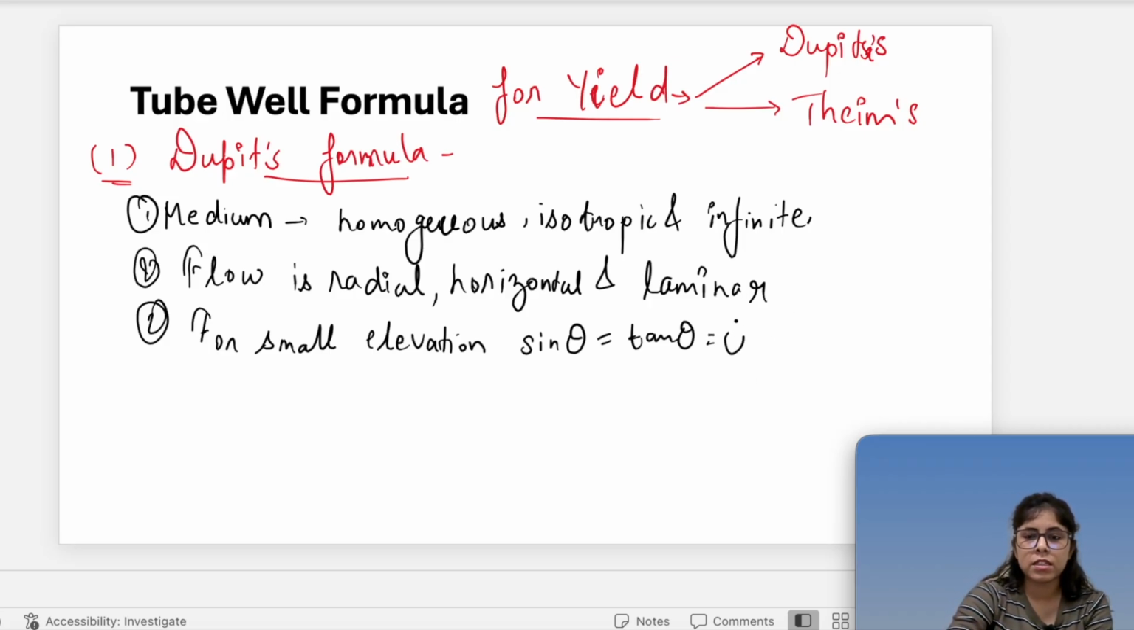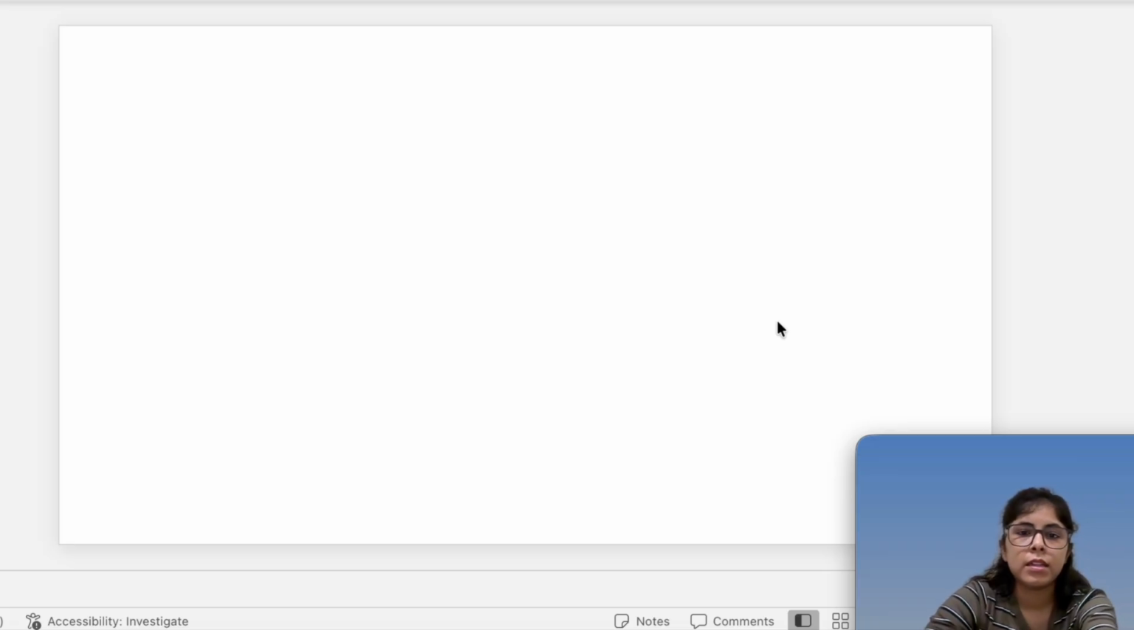So this is also one of the assumptions. So this is how we are going to move further for Dupuit's formula. So let's make the diagram. Excuse my drawing here.